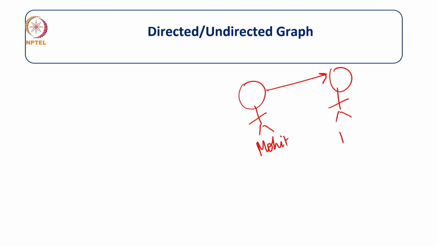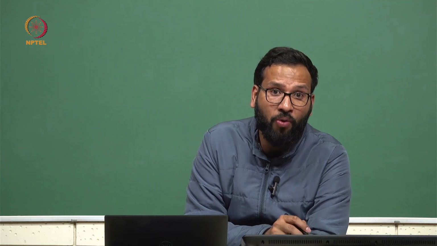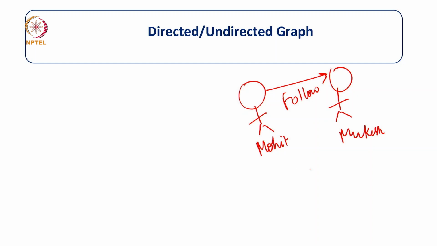For a directed graph, take the example of the Twitter and Instagram follow network. You are aware that on Twitter and Instagram, if this is Mohit and he follows Mukesh, that means there is a directed edge between Mohit and Mukesh. But on Twitter and Instagram, it is okay that Mohit follows Mukesh. It's not sure whether Mukesh follows back Mohit. Okay. So this is an example of a directed graph.